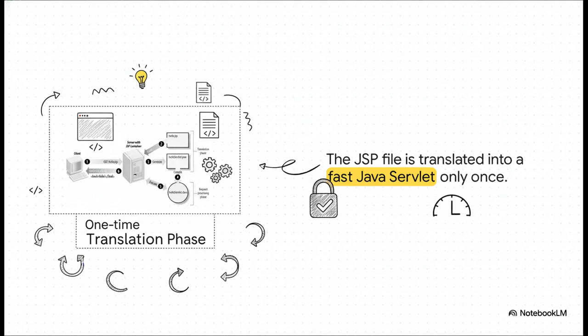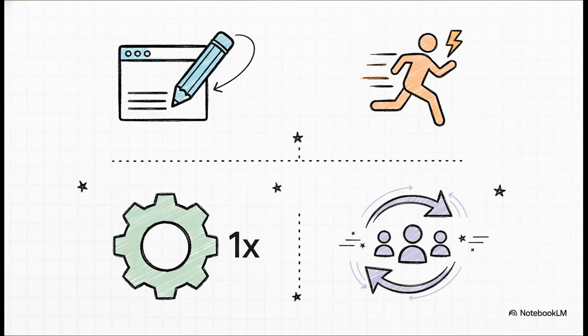But then it compiles it into a super fast, optimized file. That whole process is the translation phase, and it only happens once. From then on, every future request for that page gets to skip all those steps and just run the fast, pre-compiled code directly. So the key takeaway here is how you get this amazing combination of ease and efficiency.